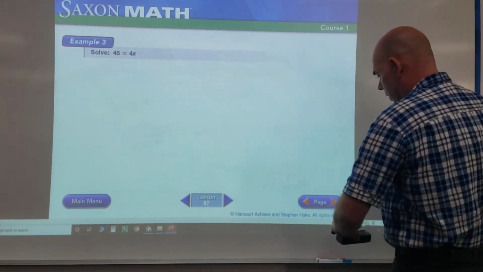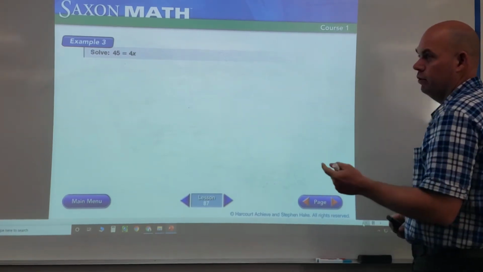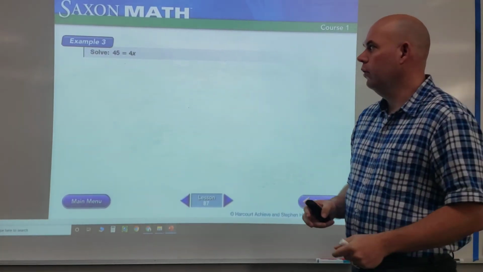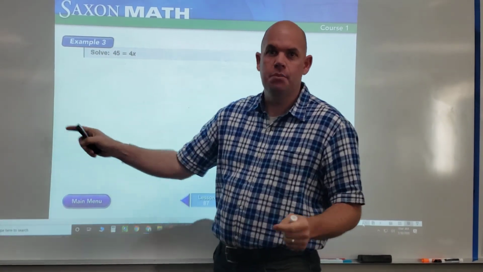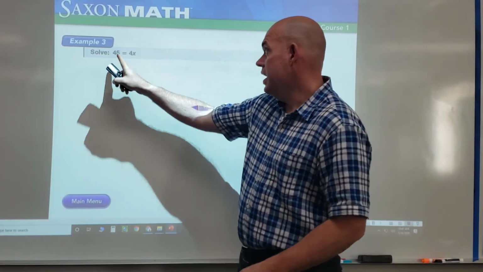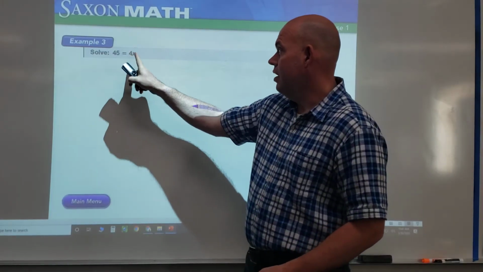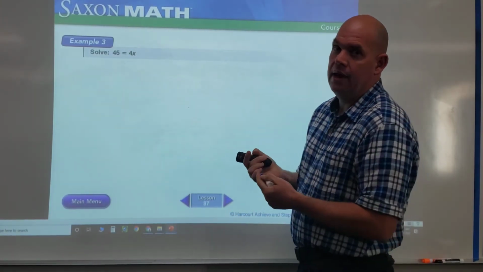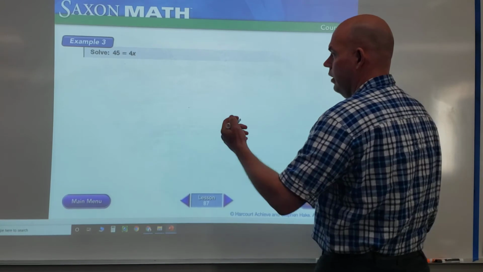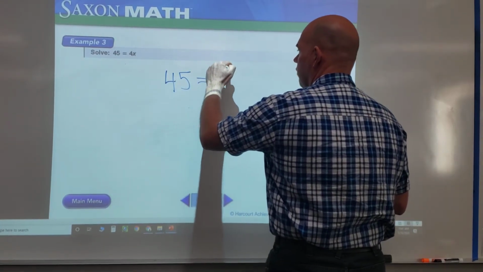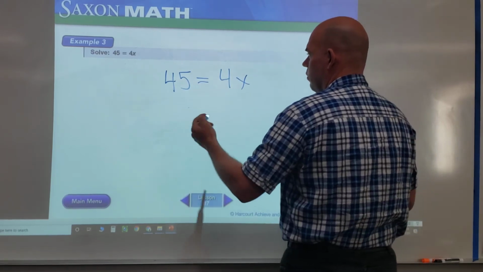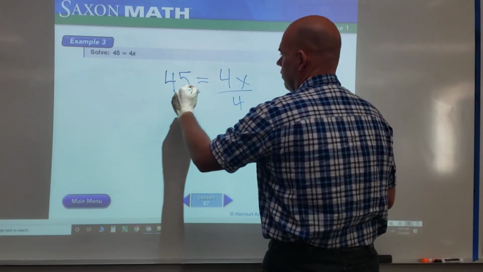Here, now we have 45 equals 4x, and this is what I was talking about earlier. Before we had the unknown variable on that side, and it was n or m. It doesn't matter what letter it is. Here we're putting it on the right side, 4x. So let's do this one again as a mixed number. If we have 45 equals 4x, then we're just going to divide by 4, divide by 4.